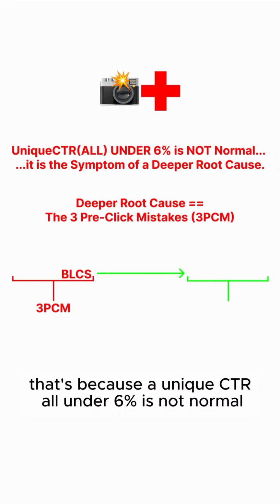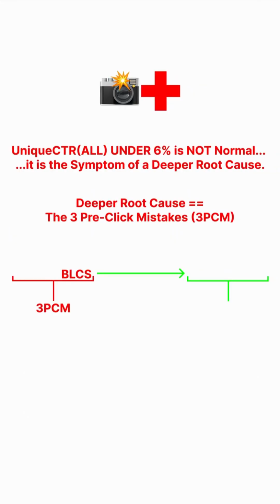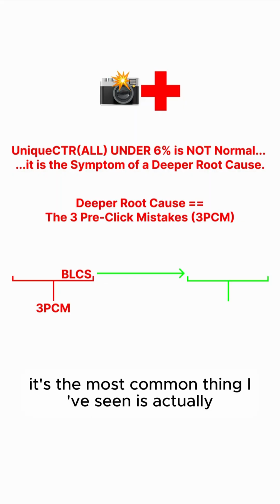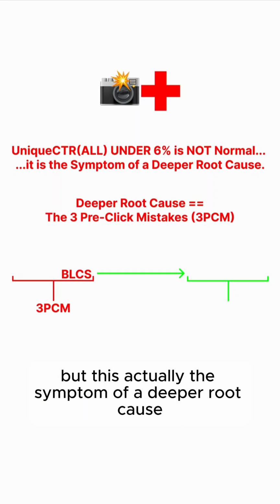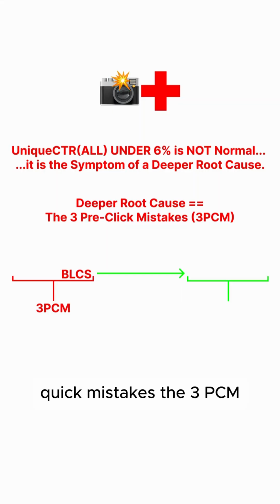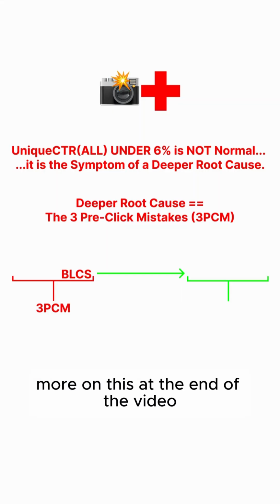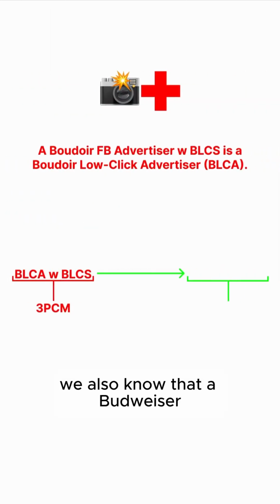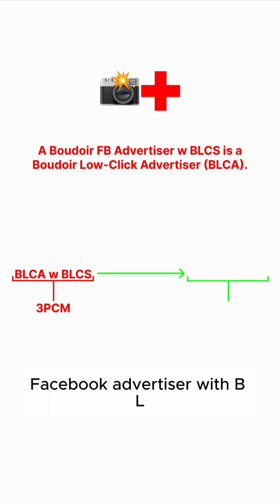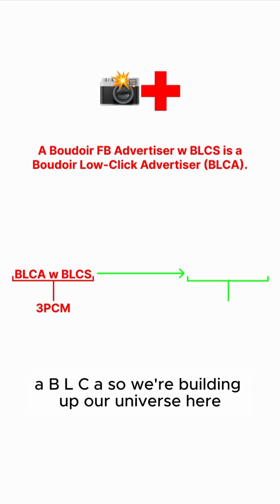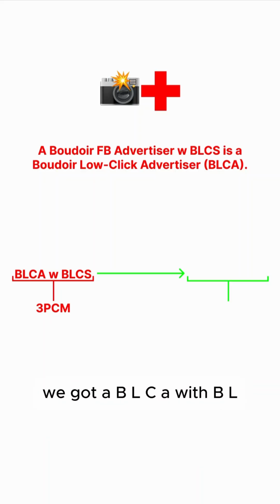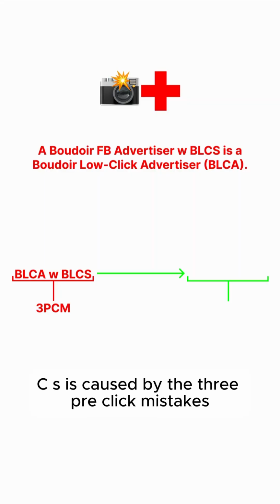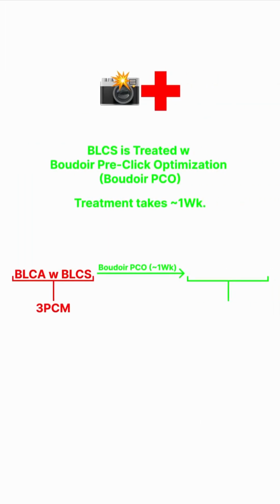That's because a unique CTR under 6% is not normal. It's super common, it's the most common thing I've seen, but it's actually the symptom of a deeper root cause. And that deeper root cause is the three pre-click mistakes, the three PCM. More on this at the end of the video. We also know that a Boudoir Facebook advertiser with BLCS is a Boudoir low-click advertiser, a BLCA. So we're building up our universe here. A BLCA with BLCS is caused by the three pre-click mistakes.